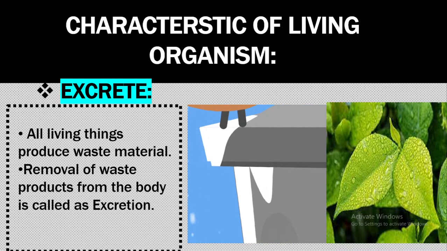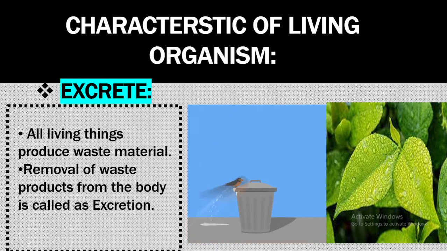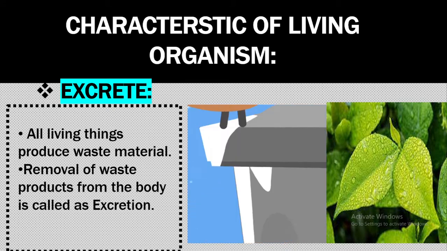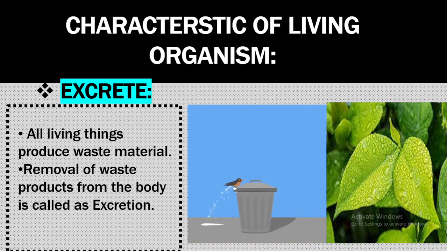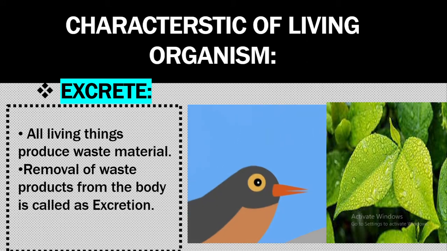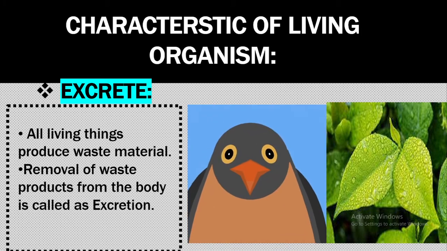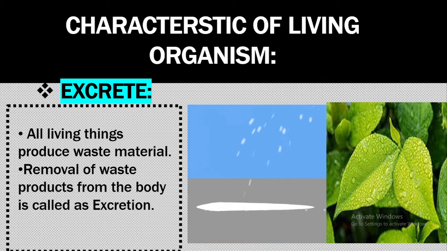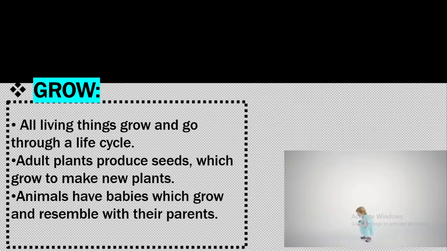Carbon dioxide and water are waste materials produced in the body. Carbon dioxide and water vapor are excreted when we breathe out. Our body also produces other waste material. These are usually excreted together with water as urine and sweat. If a living thing does not excrete, it will not be able to remove waste material from its body. This will cause it to fall sick and eventually die. So excretion is a very important characteristic of living organisms.